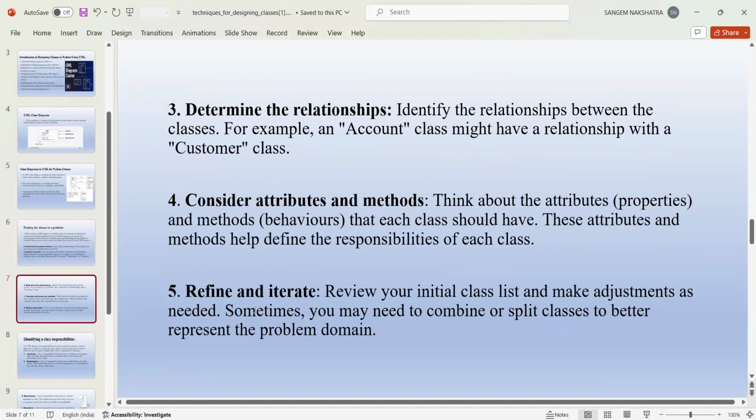Determine the relationships in UML diagram. You should identify the relationship between the classes. For example, an account class might have a relationship with a customer class. Next one is considering attributes and methods. We should think about the attributes and methods, nothing but properties and behaviors, that each class should have. These attributes and methods help in defining the responsibilities of each class. Refine and iterate. Review an initial class list and make adjustments as needed. Sometimes you may need to combine or split classes to better represent the problem domain.